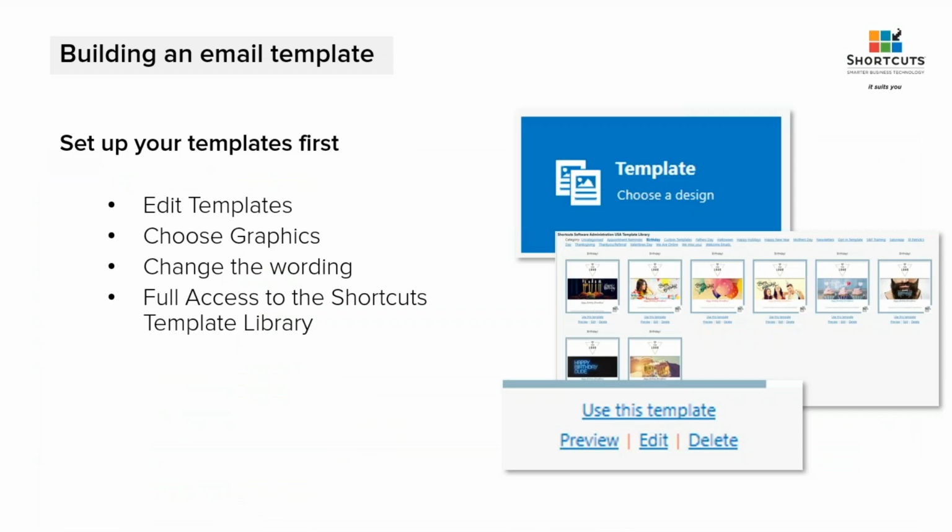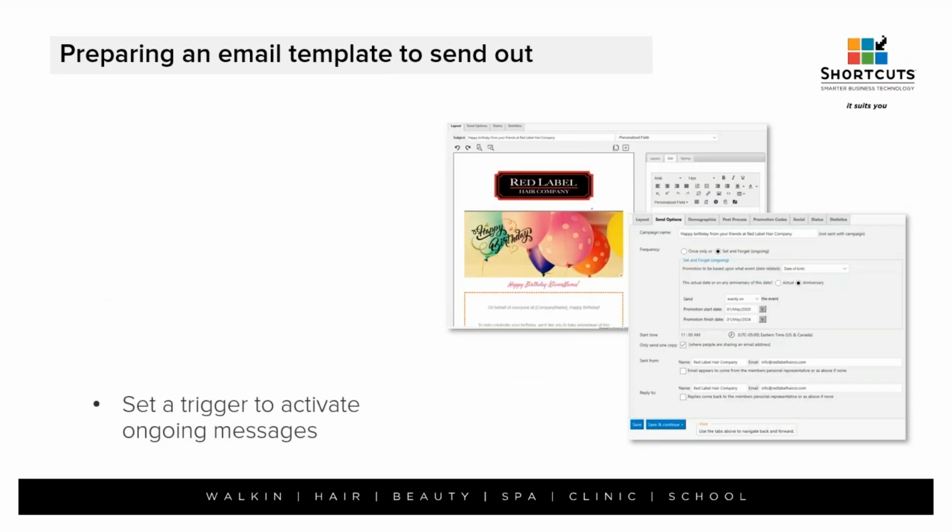So it's a two-step process. When you go to Shortcuts Marketing Elite, we give you full access to the Shortcuts template library. We advise you to start editing any templates you're interested in using: updating the language, adding your company logo, and updating the value of any coupons you may be sending. You go into the template button, press edit, and just edit the existing templates.